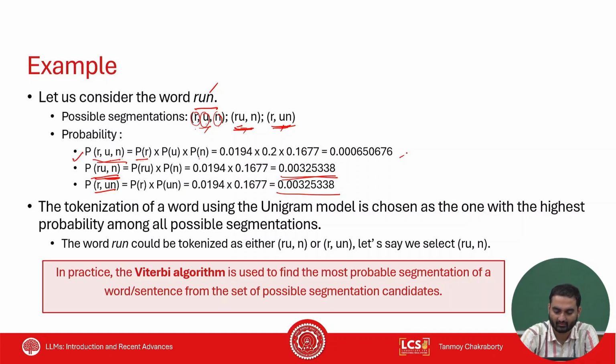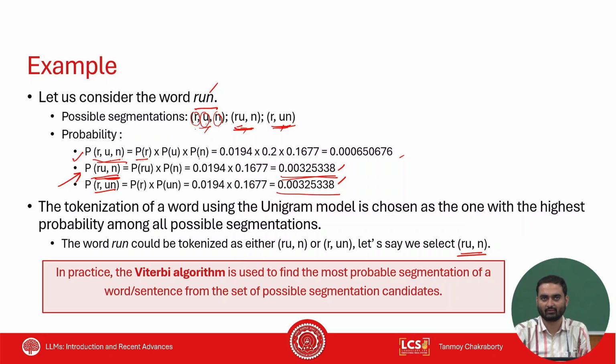So the best split here can be, look at this one, these two are both highest and the same, right? So let's say we randomly choose this one, RU comma N, as the base split. So for the word RUN, so far the base split is RU comma N, right?